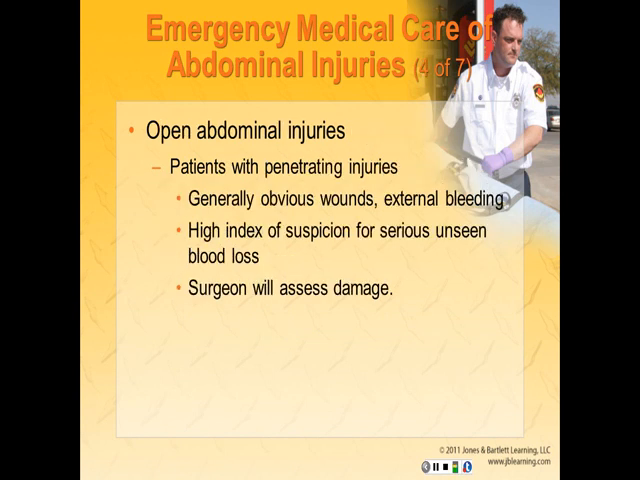A patient who has penetrating injuries generally has obvious wounds and external bleeding. You should maintain a high index of suspicion for serious unseen blood loss. Only a surgeon can accurately assess the damage, and you should assume the object has penetrated the peritoneum and possibly injured organs.